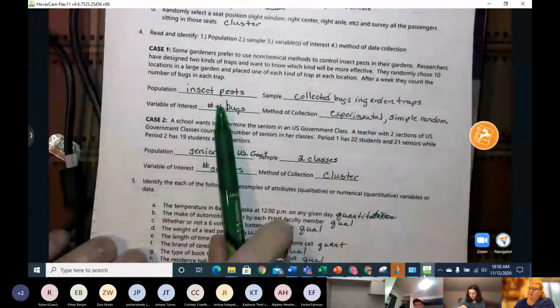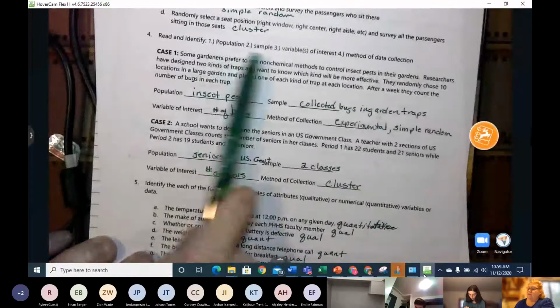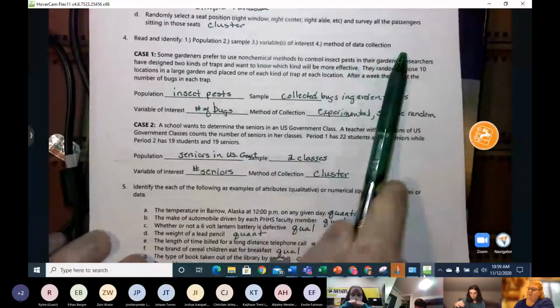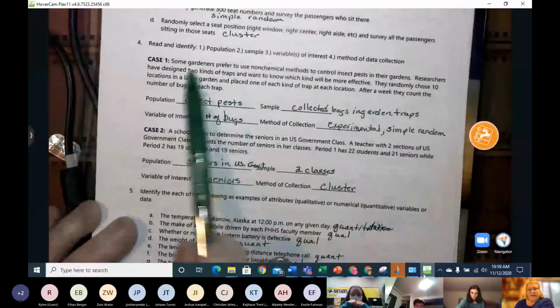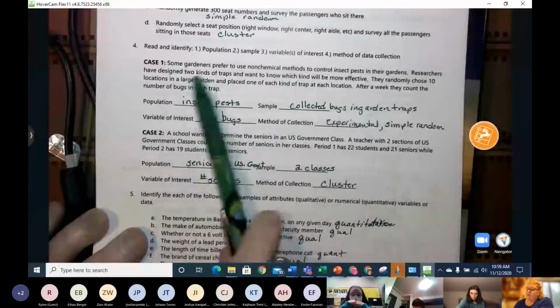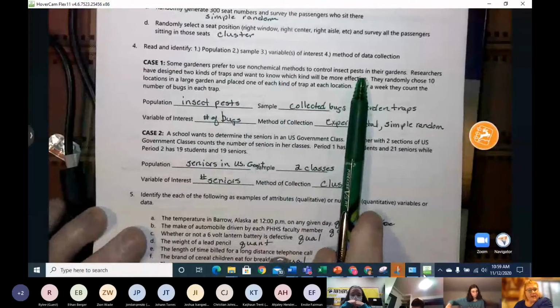The fourth part looks at using the vocabulary terms population, sample, variable, or variable of interest, and the method of data collection. And so we read a particular case situation. So we have gardeners that want to treat in a non-chemical way to get rid of insect pests.